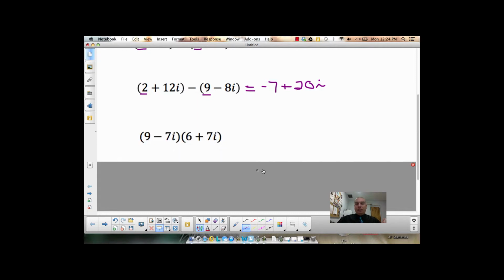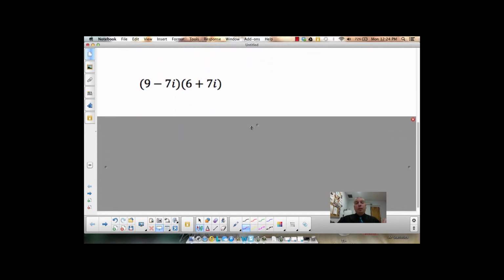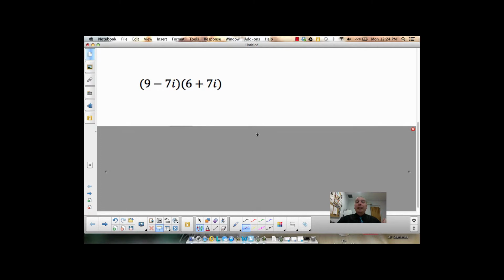Let's take a look at another example. This time, though, we're going to start doing some of the multiplication. Now, don't get all tweaked out because you've got multiplication here. It's just like the stuff that we've been doing for years. I'm going to go through, I'm going to FOIL. Alright, so I've got 9 times 6. 9 times 6 is 54.